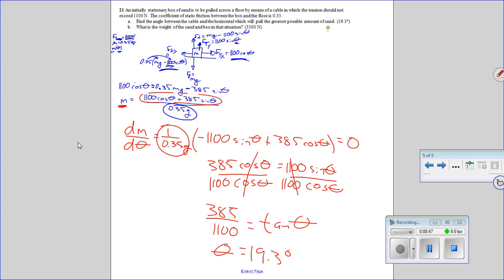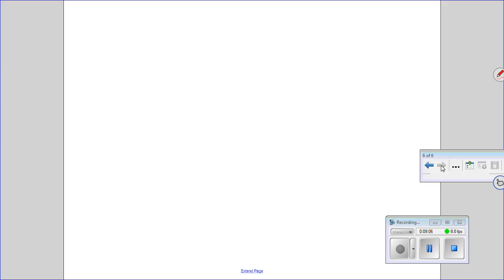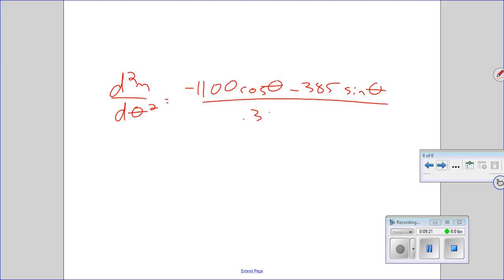All right, so to ensure that it's a maximum, what you'd have to do is take the second derivative and see if it's positive or negative. I'm not going to do that, but it does turn out that if you take the derivative of this mess again, you end up getting negative 1100 cosine of theta minus 385 sine of theta all over 0.35 g. And then if you plug in 19.3 degrees, you get a number that's less than zero, which means that you've got a max, because your slope is decreasing. Right, so that means it must be a max. Okay, so there we go. That is a tough problem.